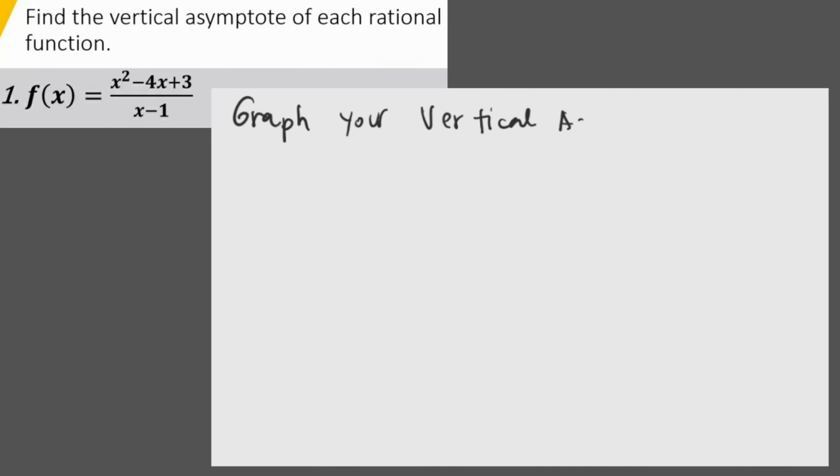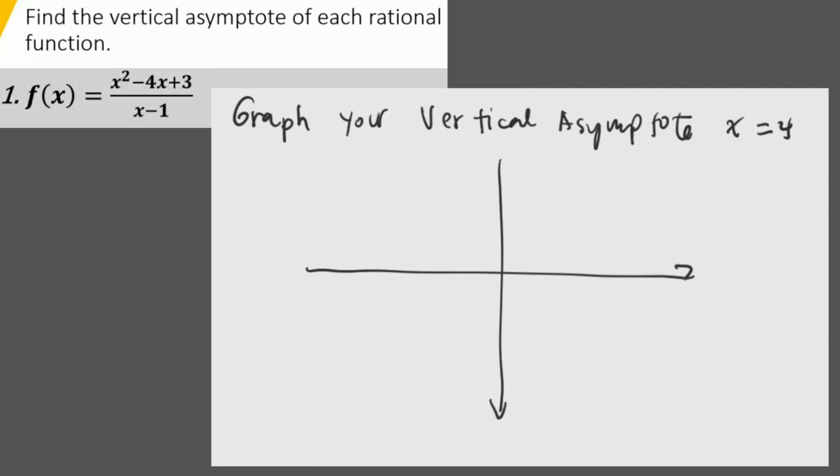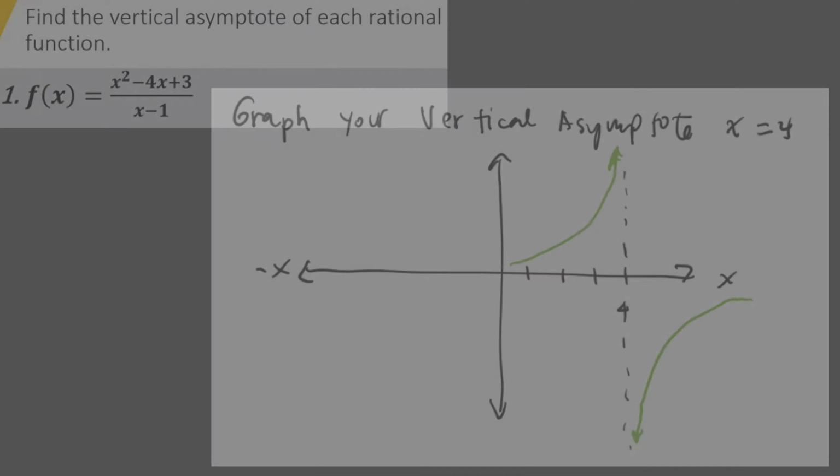Okay, so para mas ma-appreciate natin yung ating vertical asymptote, kailangan natin siyang i-graph. So we have x equals 4. So graph lang natin. Then locate 4. Tapos draw tayo ng vertical line since this is a vertical asymptote. As you can see, yung graph goes to positive infinity and goes down to negative infinity.